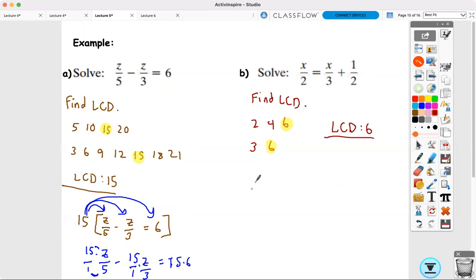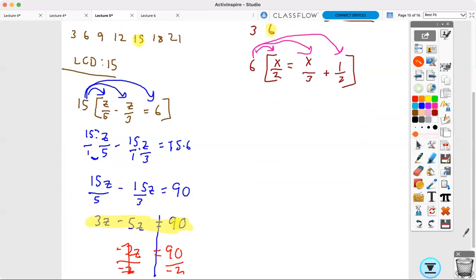Once we have the 6, we're gonna multiply that to the whole equation. X over 2 equals x over 3 plus 1 over 2. I'm gonna multiply that 6 across to every term in both sides of the equation. So then we're gonna get 6 times x over 2 equals 6 times x over 3 plus 6 times 1 over 2.